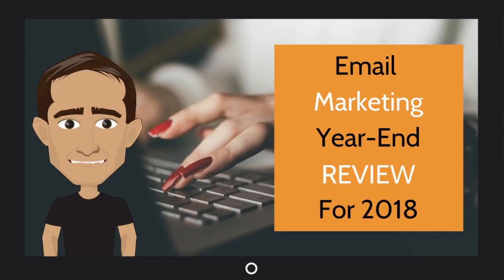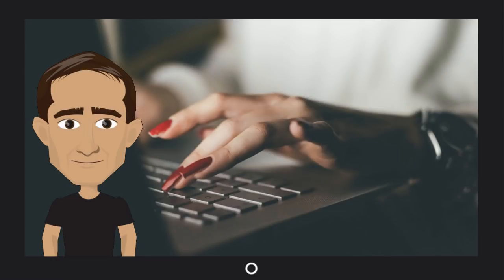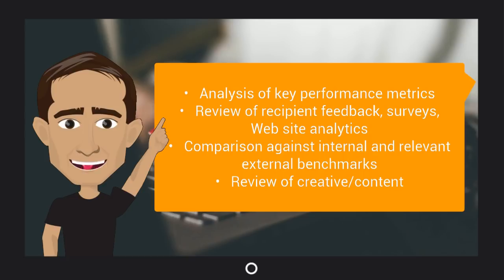So what should this review include? A couple of the pieces that it should include are: 1. Analysis of key performance metrics. 2. Review of recipient feedback, surveys, and website analytics. 3. Comparison against internal and relevant external benchmarks. 4. Review of creative and content.